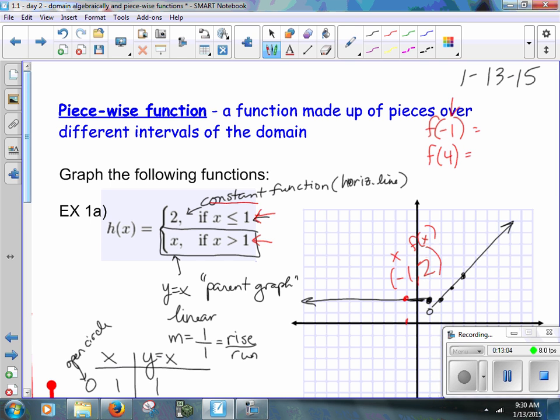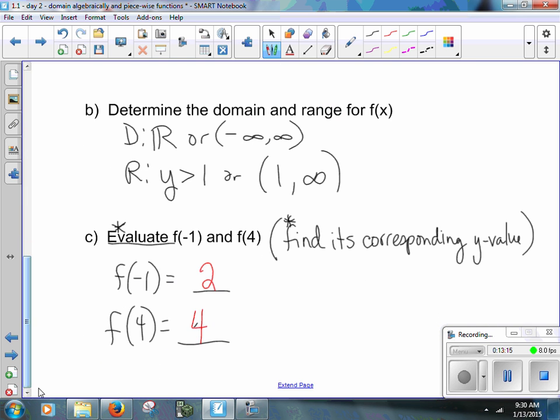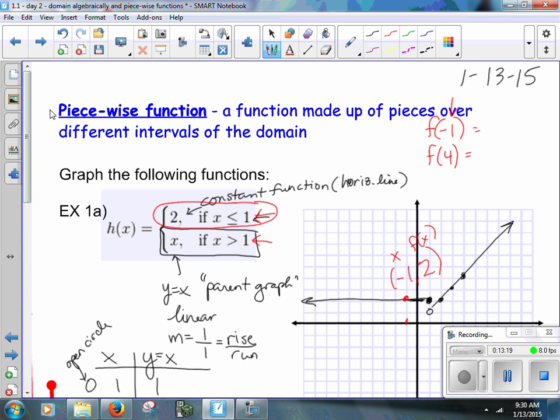-1. Is -1 going to fall under x is less than or equal to 1, or is it going to fall under this constraint of x is greater than 1? Where is -1? It works in this one, doesn't it? Well, for all x values, what's the y value have to be? Was our value 2? Yes. Go to 4.